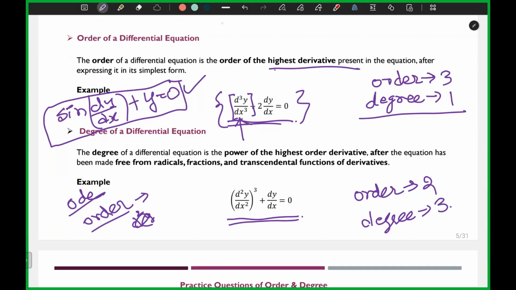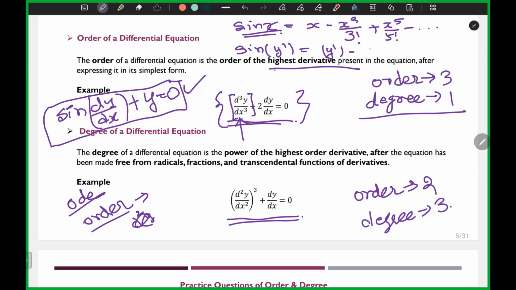You know the expansion of sin x, right? Yes. What is it? x minus x cube by 3 factorial plus x to the power 5 by 5 factorial, and so on. So when we try to expand this sin(dy/dx), or I can write sin y', we can write sin y' equals y' minus y' cubed by 3 factorial plus y' to the power 5 by 5 factorial, and so on.